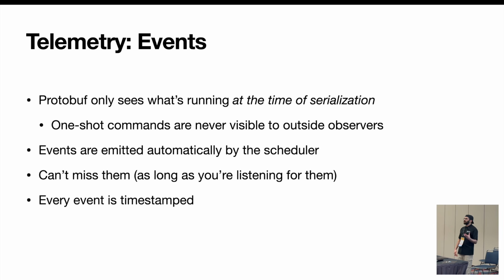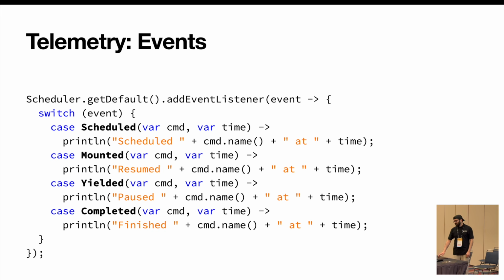So events are a way of getting access to that. You also have access to more kinds of events than just something running and stopping running. These are all emitted automatically by the scheduler. You can just add a listener to see when some event occurs. Every event has a timestamp on it, so that you know exactly when something happened. That's in microseconds on the robot controller time, so it's going to be correlated with the timestamps in your data logs.